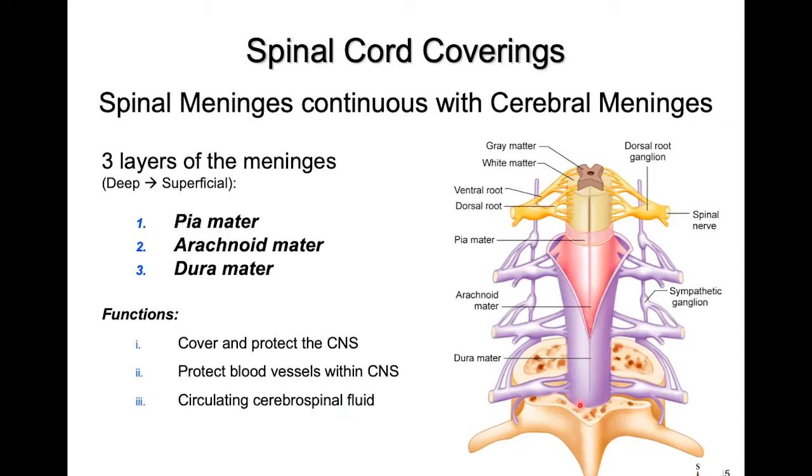So then outside of that dura mater, that is where we have this epidural space. And it's in the epidural space that we have adipose tissue to provide some sort of protection between the bony structure of your vertebrae and the dura mater itself. So it's important for both the spinal meninges as well as cerebral meninges, as they're continuous with one another, to make sure you know the arrangement from deep to superficial or superficial to deep.